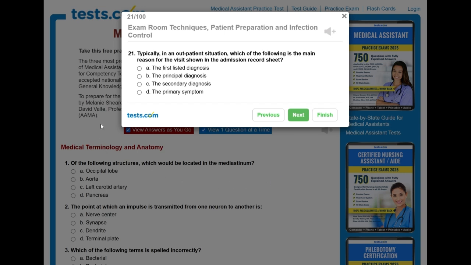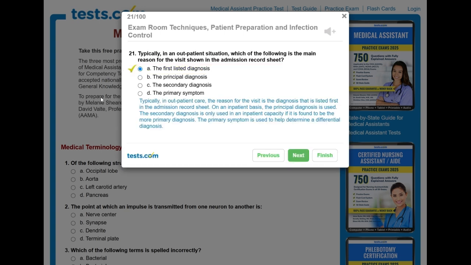Question 21. Typically, in an outpatient situation, which of the following is the main reason for the visit shown in the admission record sheet? A. The first listed diagnosis. B. The principal diagnosis. C. The secondary diagnosis. D. The primary symptom. A. The first listed diagnosis.